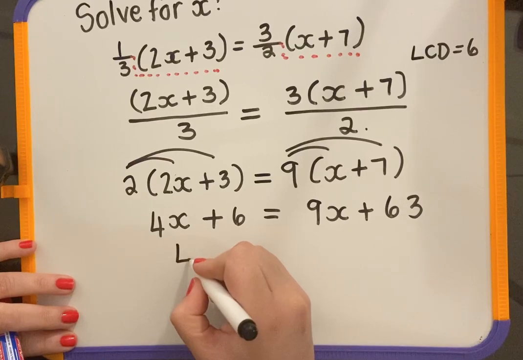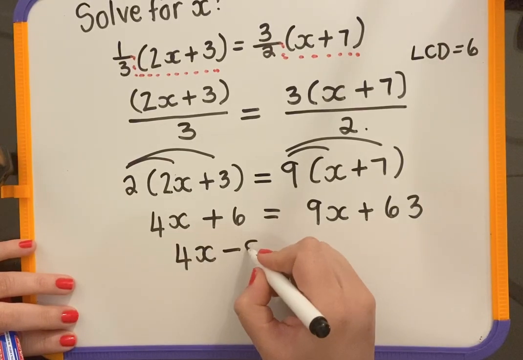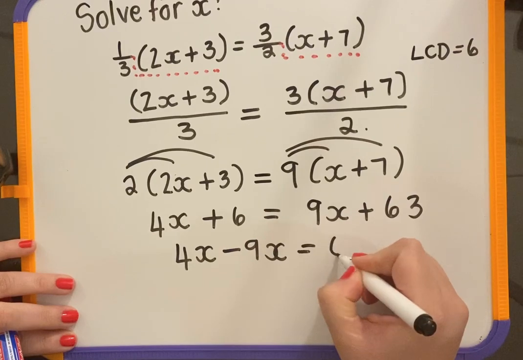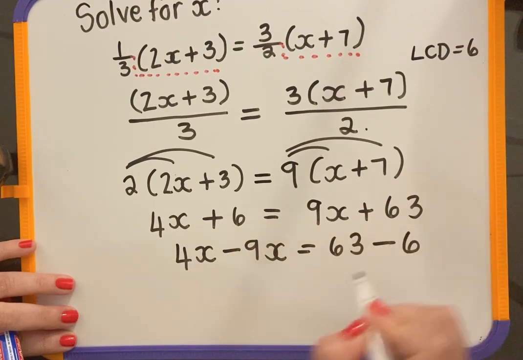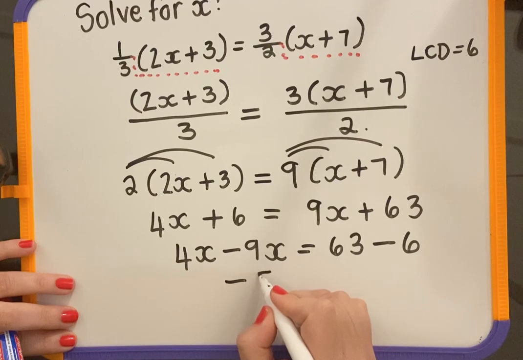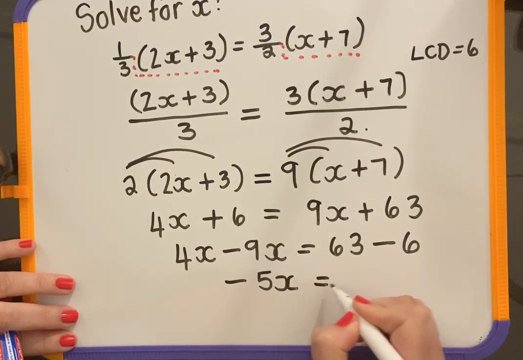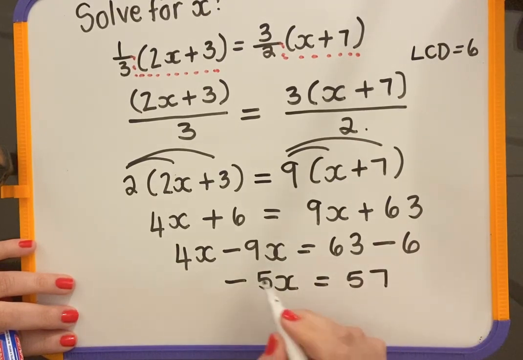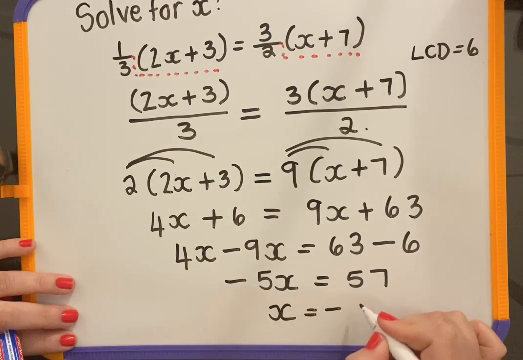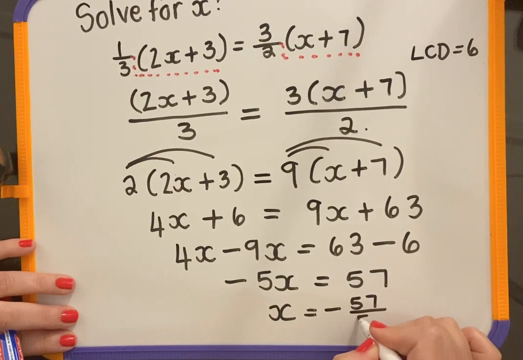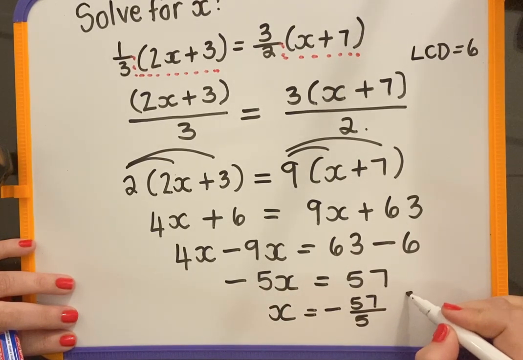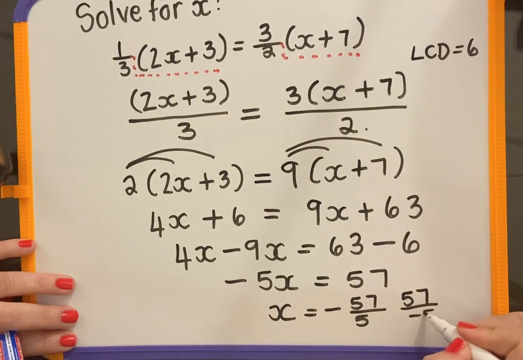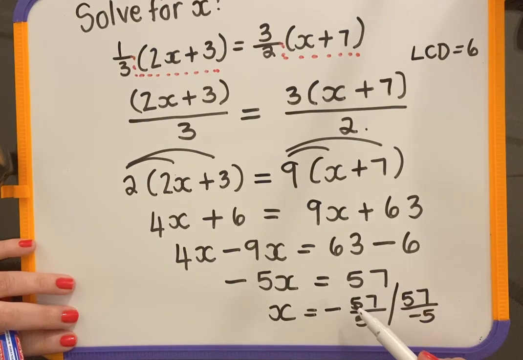Okay, bring all of the variables to one side, take all of your constants to the other side, and we get minus 5x equals 57. We divide by minus 5 on both sides, and we get minus 57 over 5. Or you could write 57 over minus 5. Both of these would be accepted. Doesn't matter if the minus is in the numerator, the denominator, or next to the fraction.